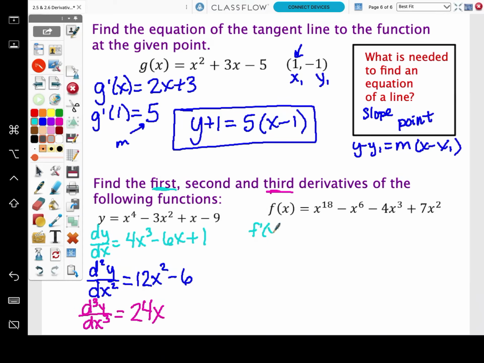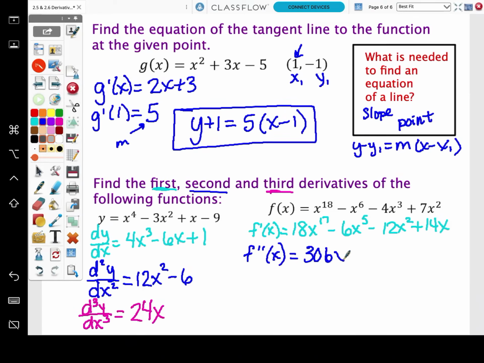Okay, we got some pretty big exponents, but you're smart. We can do this. First derivative, 18x to the 17th minus 6x to the 5th minus 12x squared plus 14x. Okay, probably going to need a calculator out very soon, unless you're really good at mental math. Second derivative, I'll continue using this notation. We do f double prime for second derivative.